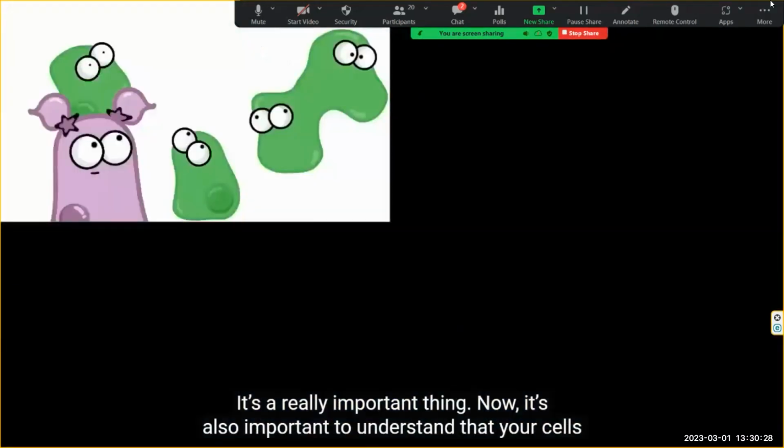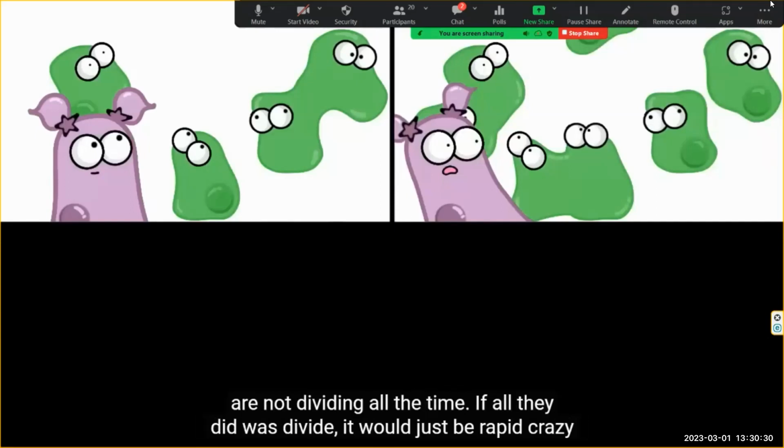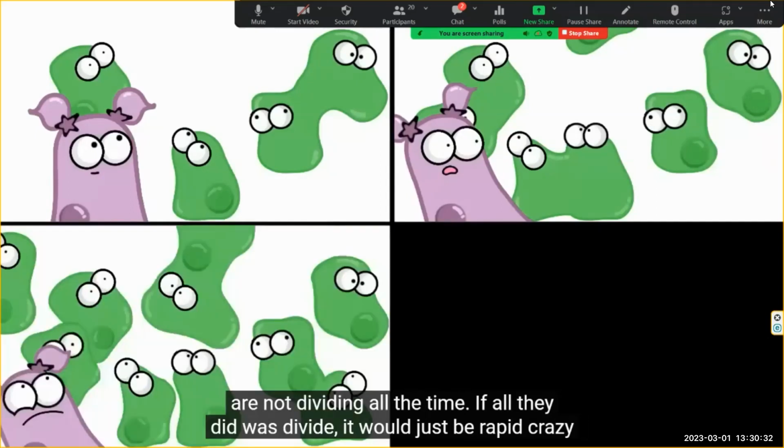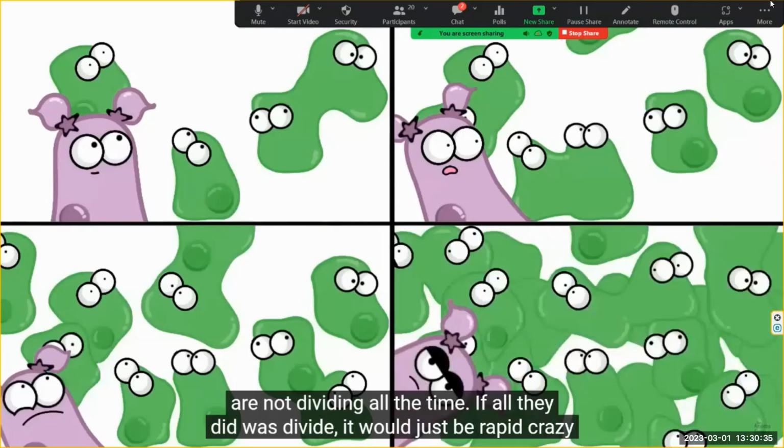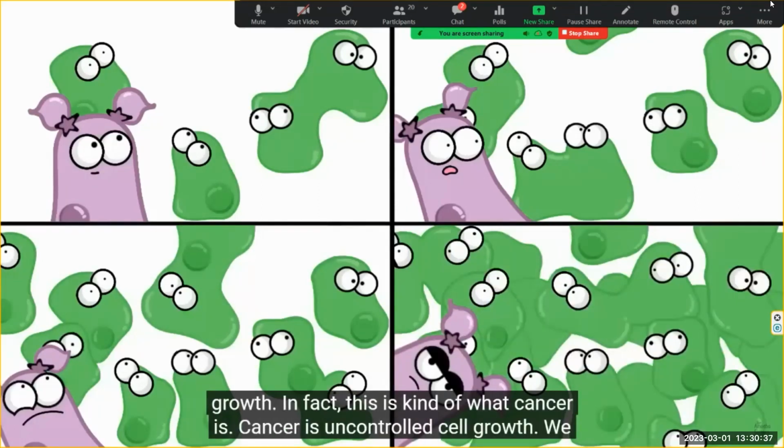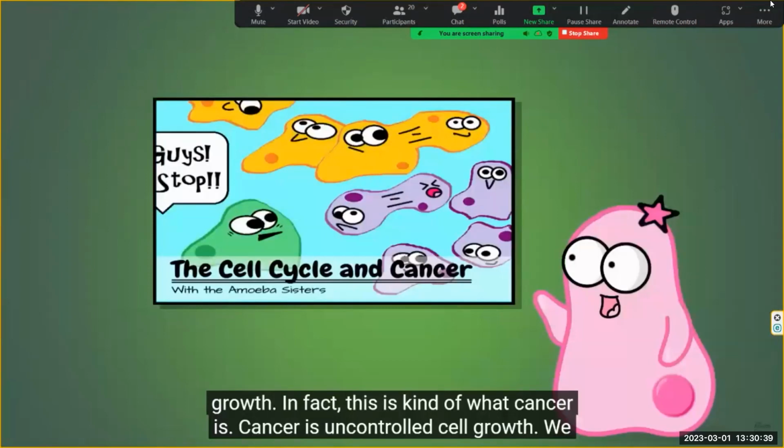Now, it's also important to understand that your cells are not dividing all the time. If all they did was divide, it would just be rapid, crazy growth. In fact, this is kind of what cancer is. Cancer is uncontrolled cell growth.